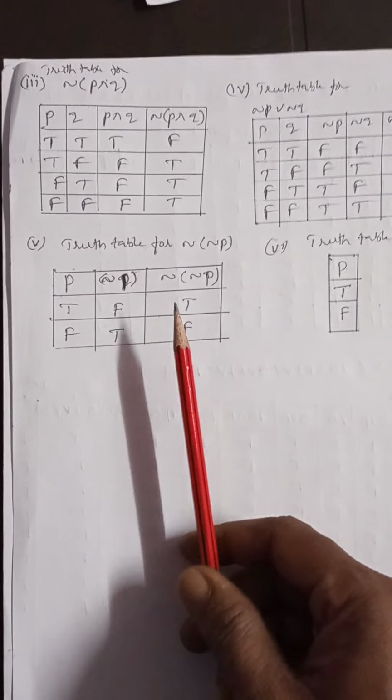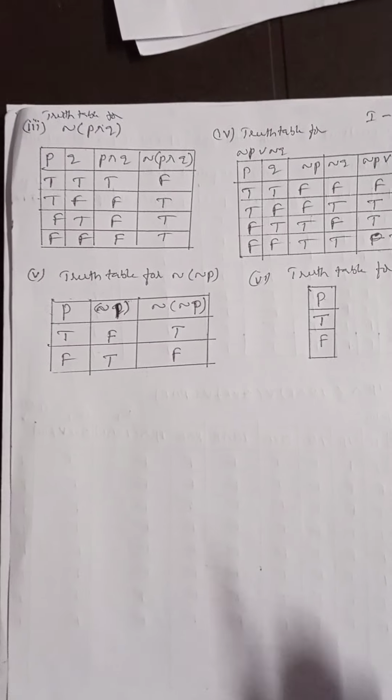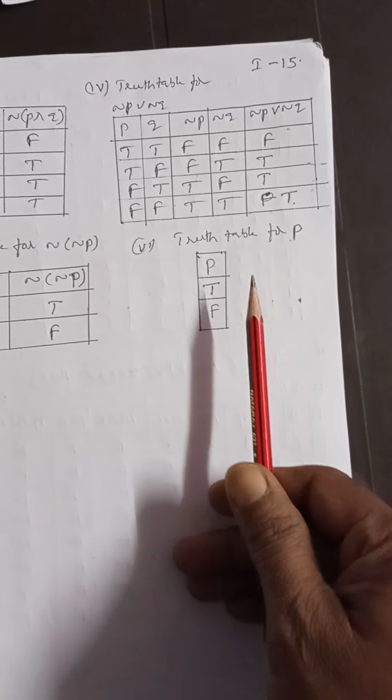Good morning, students. Continuation of the last class. We have constructed truth tables for P, negation P, and negation of negation P. And the last one is the truth table for P, on the 15th page. And then continuation.